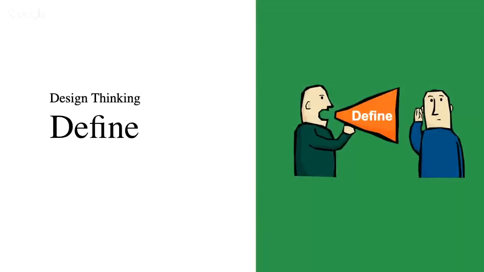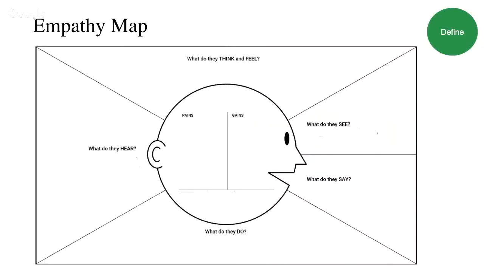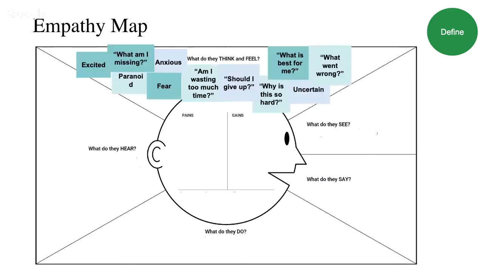Then we have come to the next stage, which is defining your initial problem statement into something that is more concrete, something that is more actionable, right? So the empathy map is one of the tools that we use to define what our users say and see, using their five senses. So let's go clockwise, starting off with what do they think and feel. This one targets more the emotion of the user, and also a bit of self-reflection.